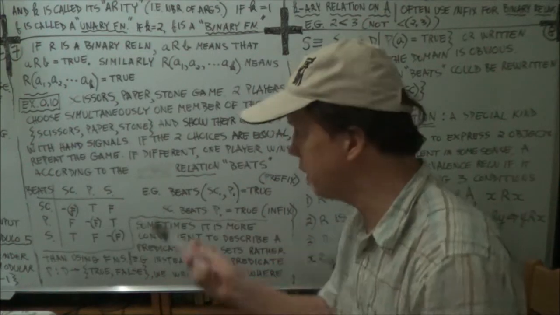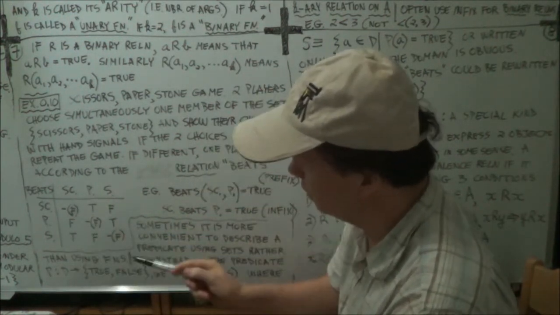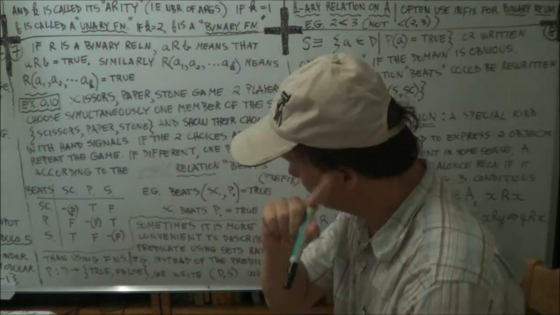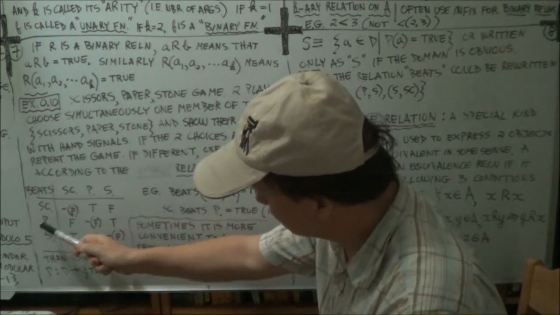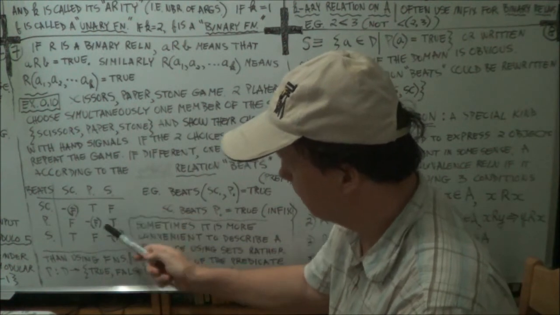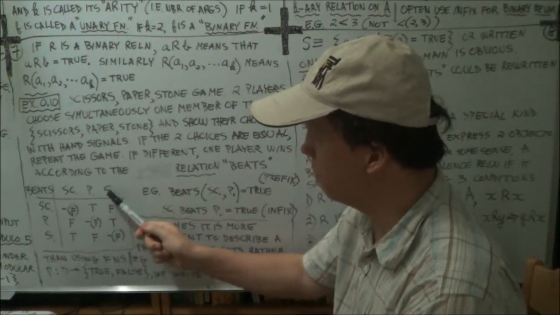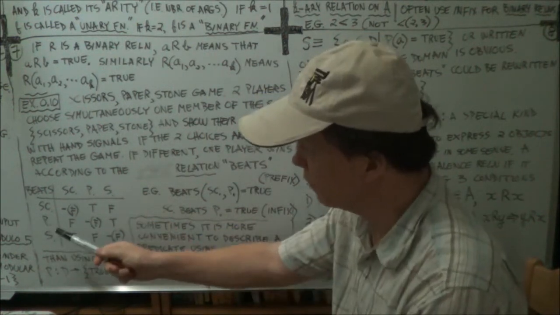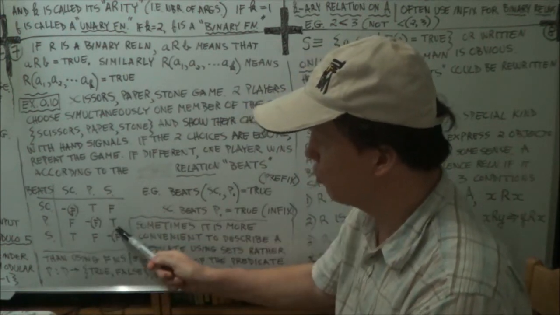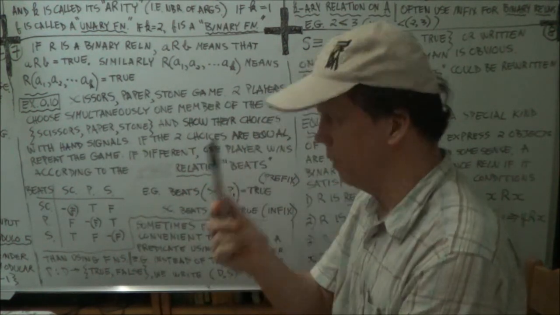Wins, okay, according to this table. So these are your three rows. So let's say the first player inputs P and the second player inputs S. Okay. So paper. So the first player inputs paper, the second player inputs stone. Okay. So who wins? Well, paper covers stone, right? So the first player wins. So you output true, meaning the first player wins. The first player wins. Okay.